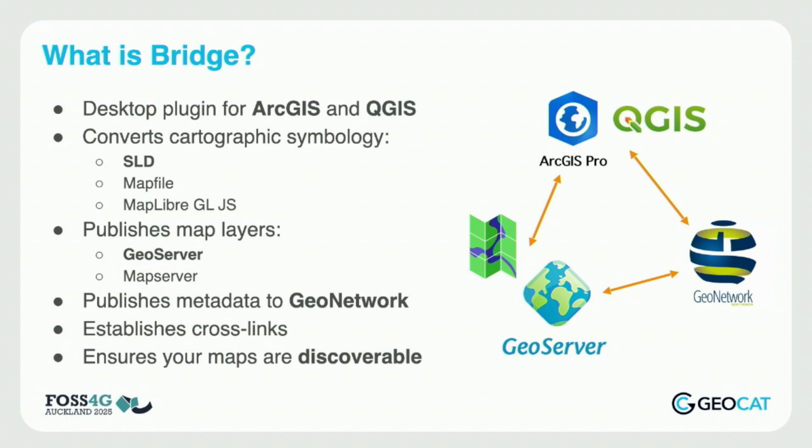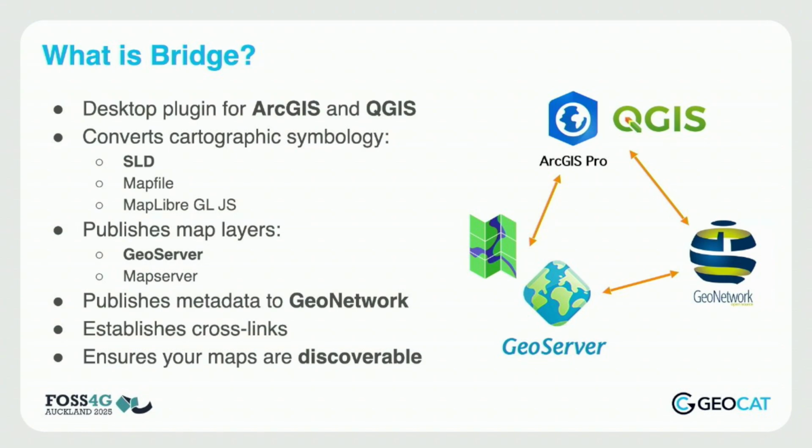So what is Bridge? It's a desktop plugin for ArcGIS Pro or for QGIS. It converts cartographic symbology into SLD or map files or MapLibre formats, and it publishes data layers as maps on GeoServer, and did do a good job on MapServer. I think in QGIS it still does. On ArcGIS Pro, we've not implemented that. We had it on ArcMap to also publish to MapServer.